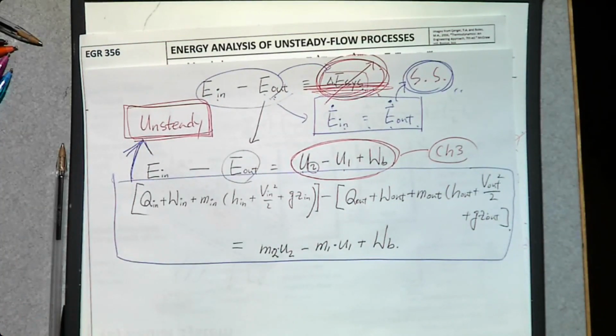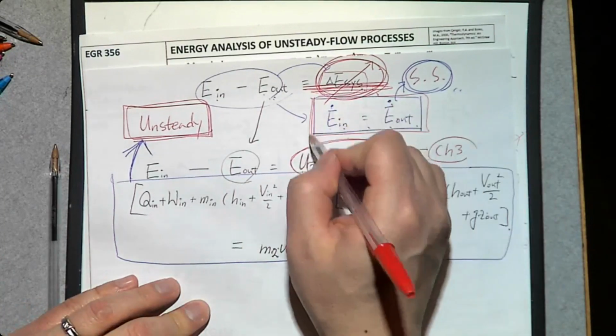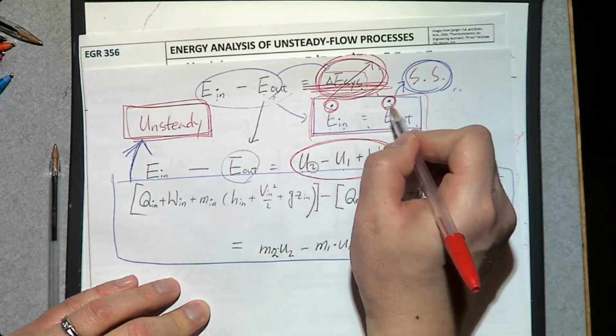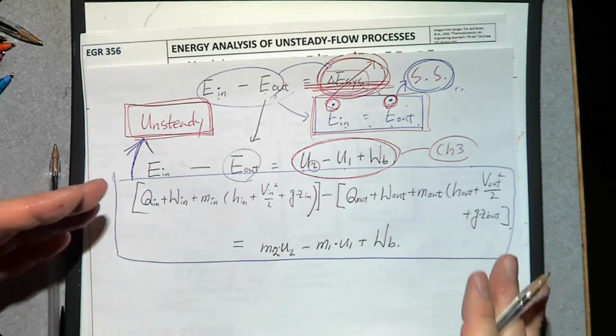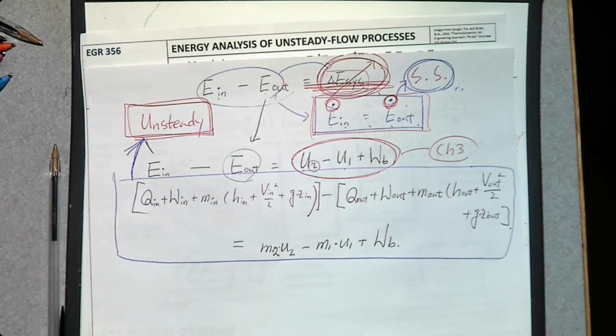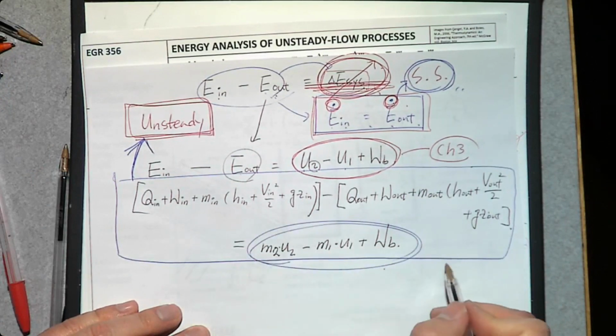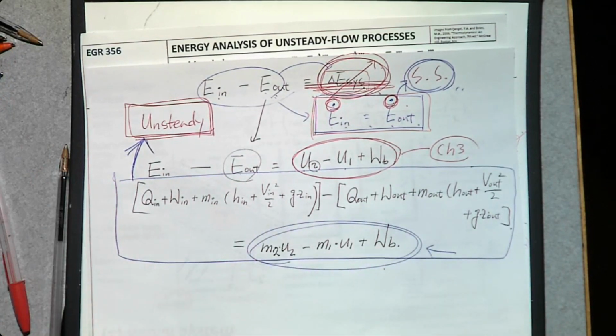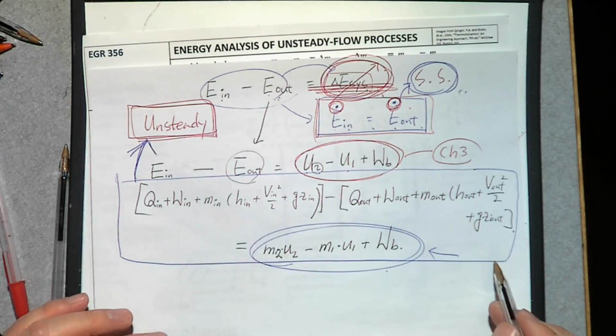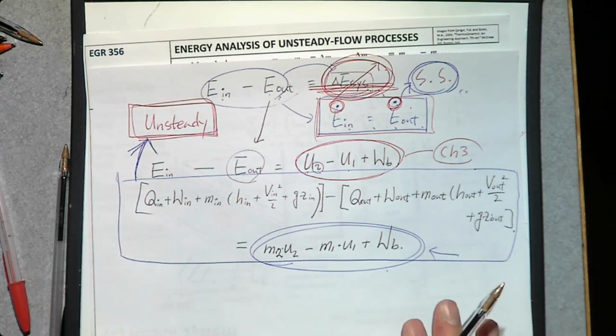The main difference from the energy balance equation for steady state is that we are not going to use the rate form. So we are not going to divide each term by time, because it is now a time-dependent problem. Because of this right-hand side, we are not going to divide each term by time. Okay, so that's it. We are going to use this equation to solve any unsteady flow process.